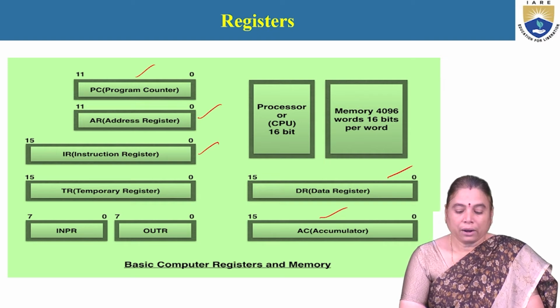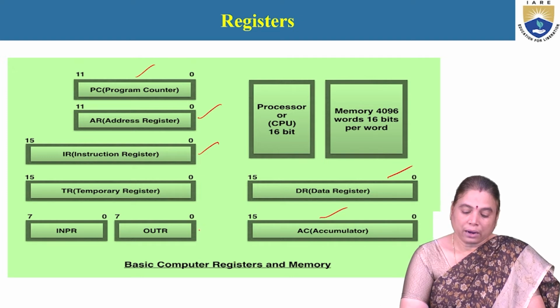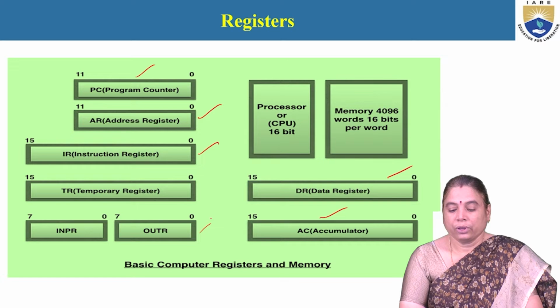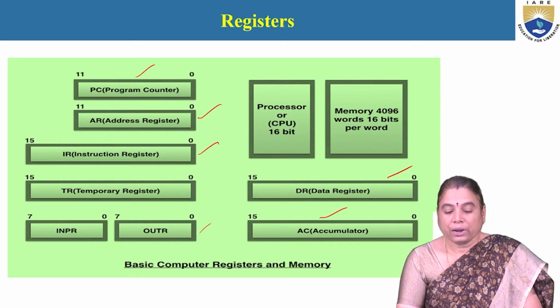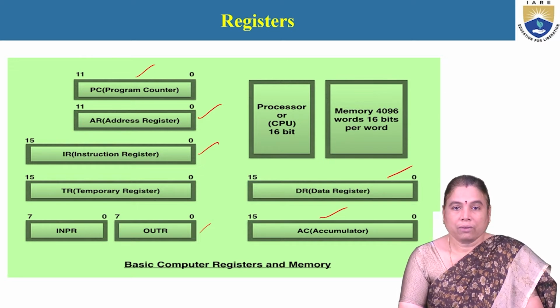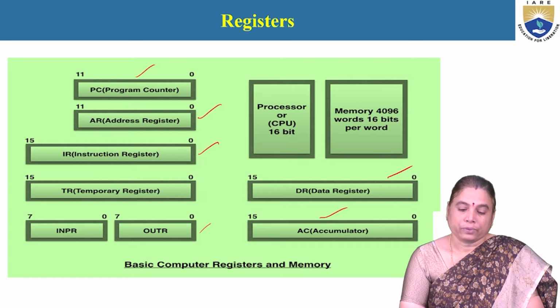Next, INPR and OUTR are the two registers which are 8-bit in size and can be used for input and output storage buffer purposes. All these are generally the registers that are available with the computer. Apart from this, a set of general purpose registers can be available, ranging from R0 to Rn-1. The number depends upon the processor.